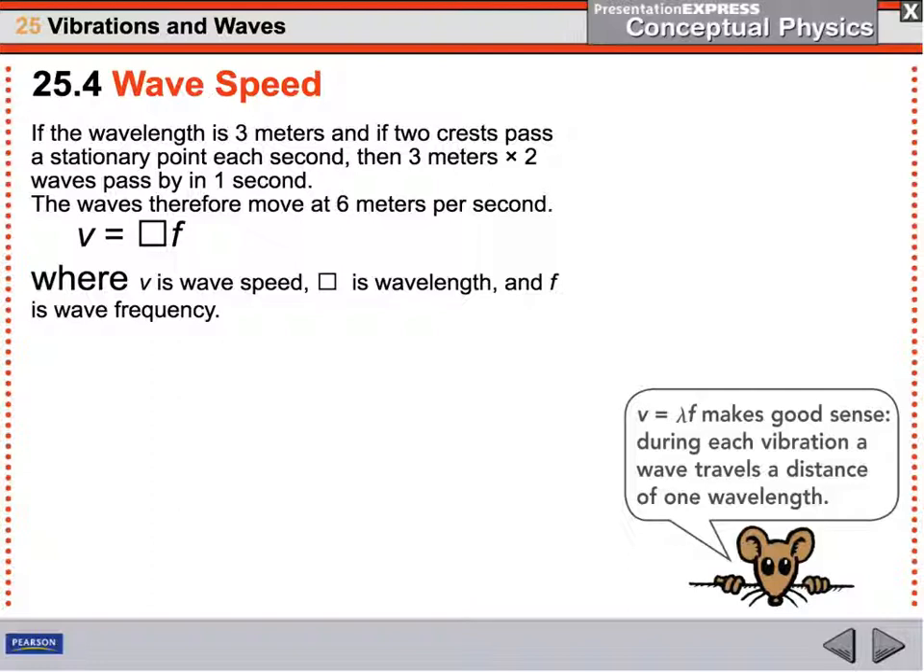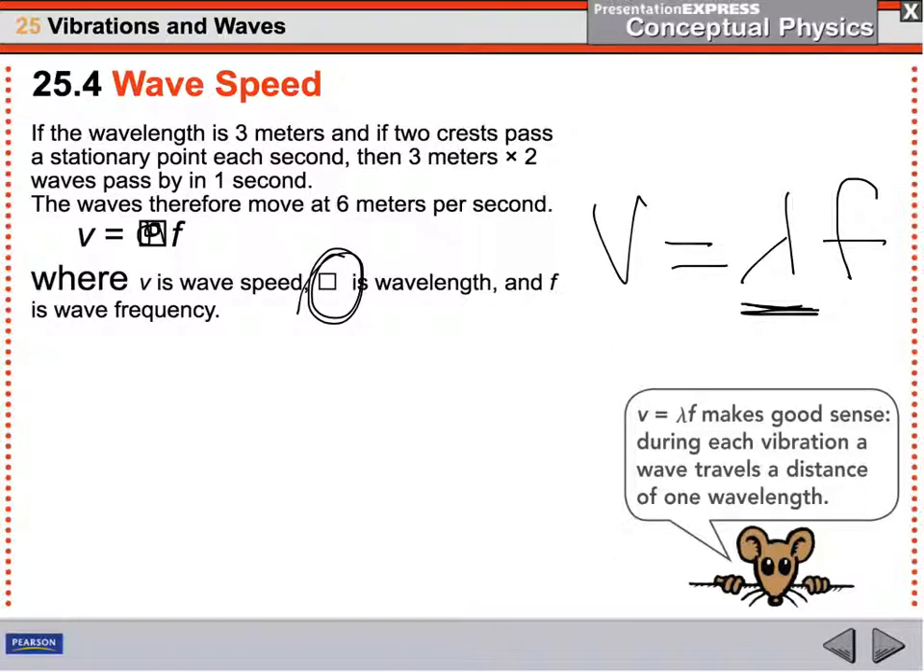The formula is v equals lambda times f. This looks like it didn't copy across, but that should be the Greek letter lambda. V is the wave speed, lambda is the wavelength, and f is the frequency. So don't think of it as a box; that should be the Greek letter lambda.